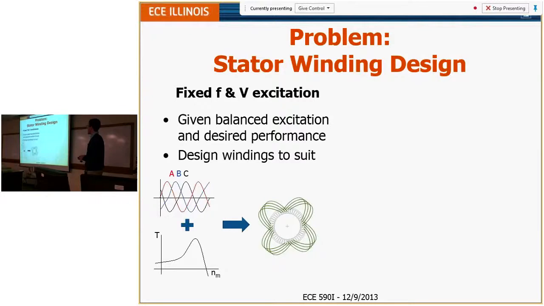This is where I define my problem. Whenever we want to design a machine, you're given your performance requirements, let's say your torque speed curve. I'm sure most people in 330 know the torque speed curve. Most requirements also say that you have a balanced 3-phase source. Once you're given those two, really the only thing you can play around with is how you connect the windings on your stator, and that's it.